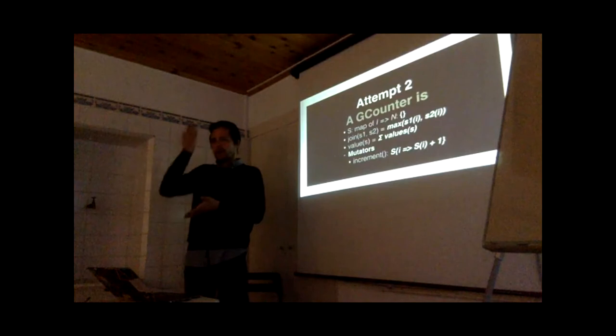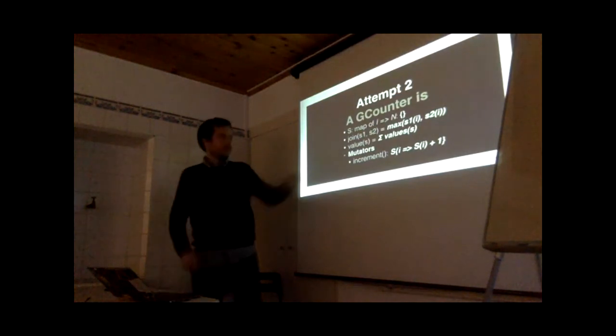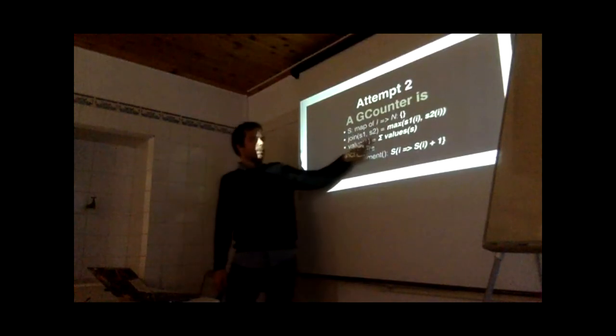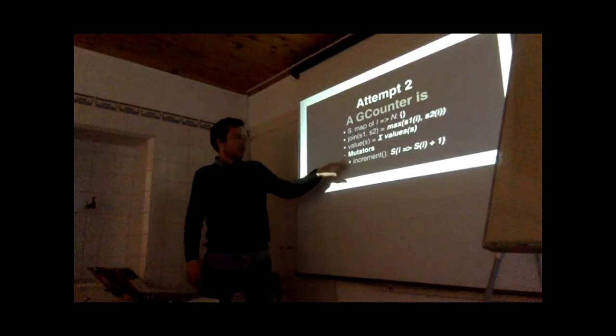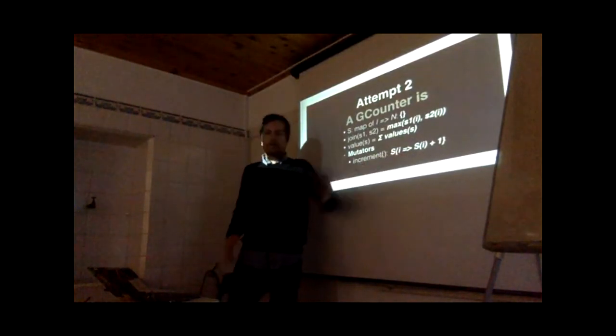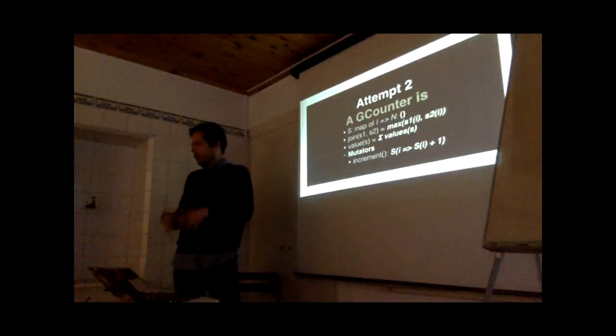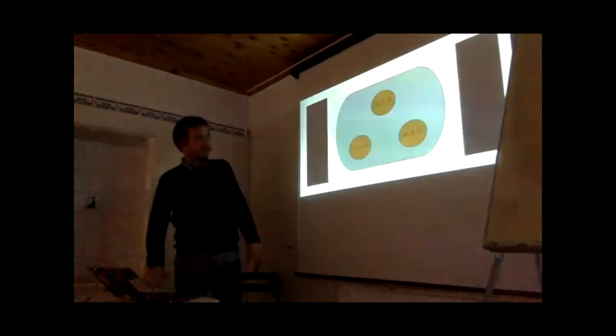Because this is a grow-only counter, for that particular node. All right, make sense? So the value will be the sum of all the values in the state, for all the nodes. And the mutator, incrementing, is to increment the value for the local node identifier. I'm not going to change the state for all the other nodes, just my local node. Okay? So I think this may work.